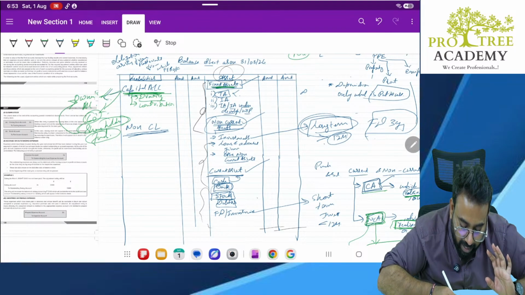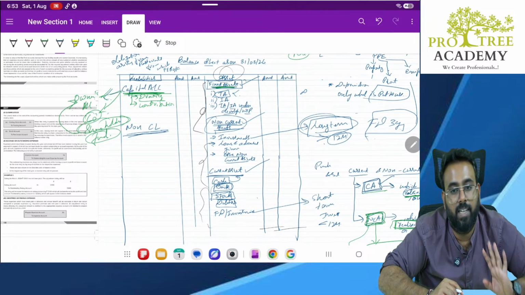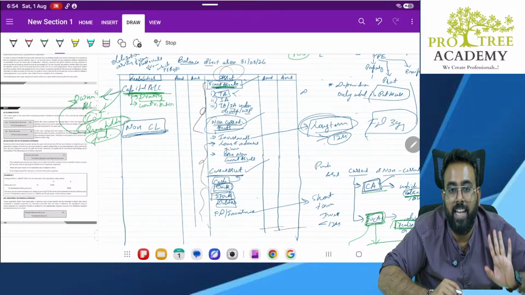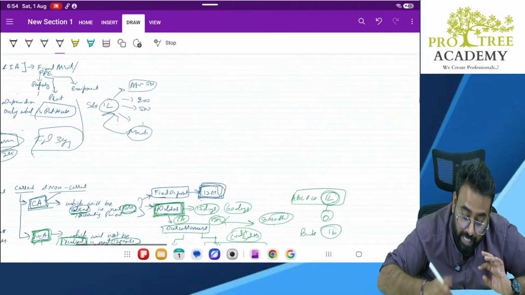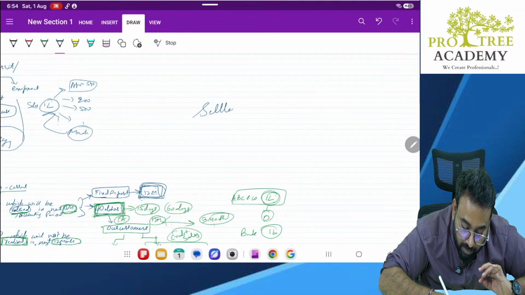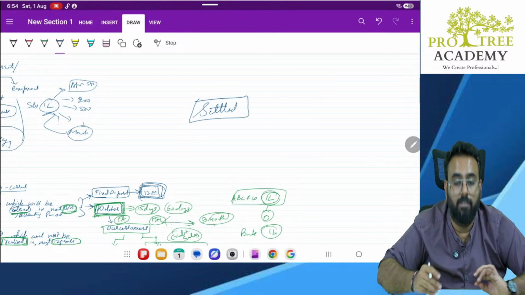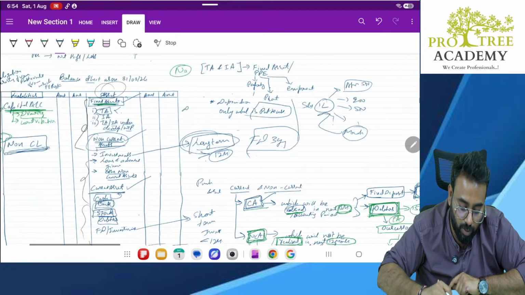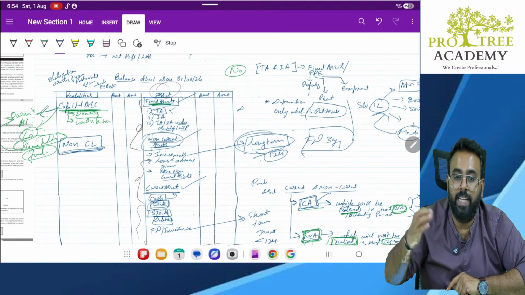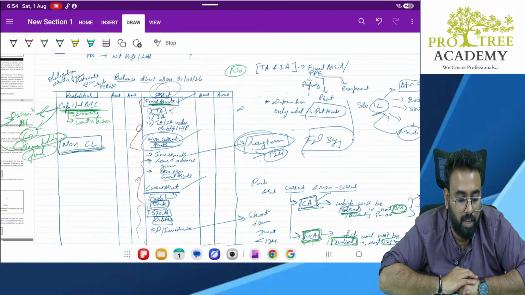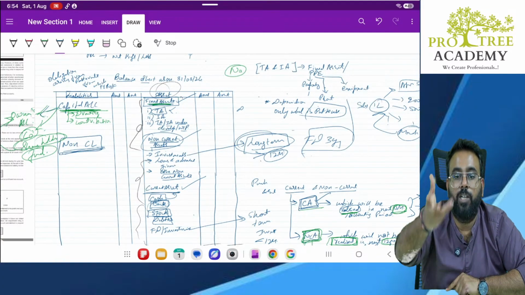Now, what is non-current liability? Same thing, sir. Which cannot be settled in next 12 months. Here, the word I am using is settled. Settled means what? Sir, liability is an obligation to pay.